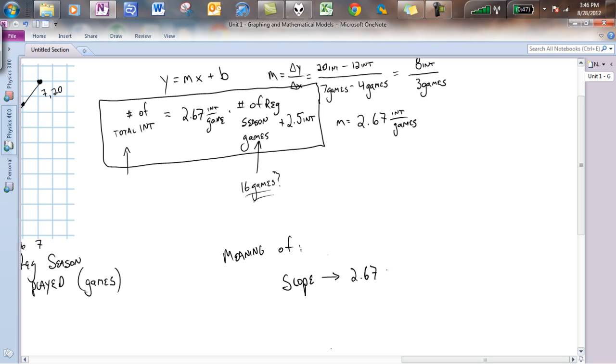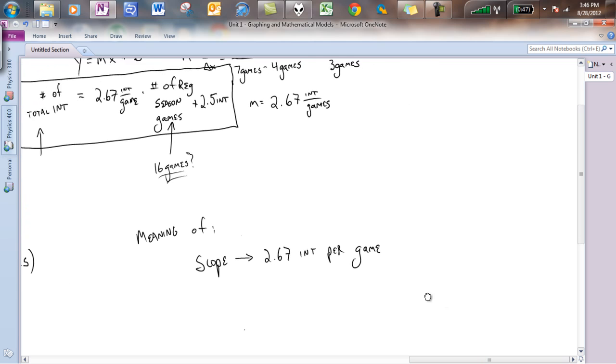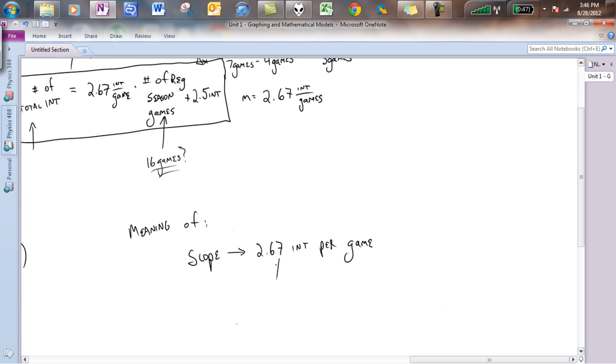2.67 interceptions per game. And I look at this and I have to think about this and say, oh, so this is the meaning of this. This is the total amount of interceptions I will throw in a game. So this is what we can maybe say, the average interceptions per game. And again, depending on how you take the data, maybe this is Jay Cutler's average interceptions per game. You can start to tailor it more towards how you took the data. So that is the meaning of the slope.